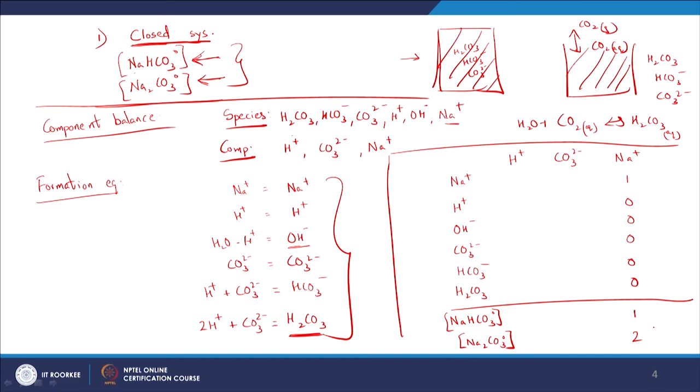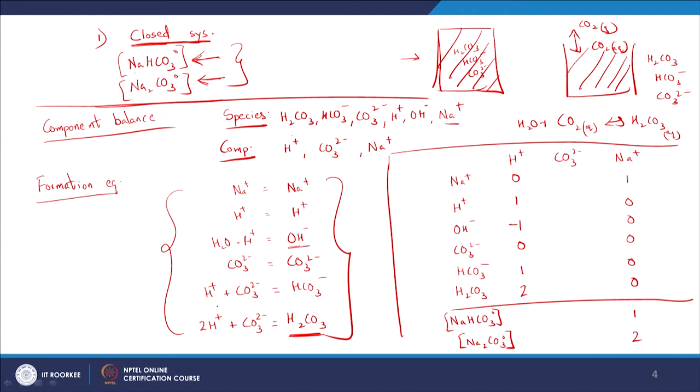And here we have 6 and 6, we are done there. This is going to be 0, 1, minus 1, 0, 1 and 2. And where do we get these values from? Obviously, from your formation equations here, right. If you look at the coefficients of the relevant components, that is where we get them from.